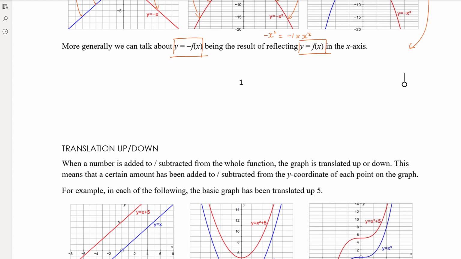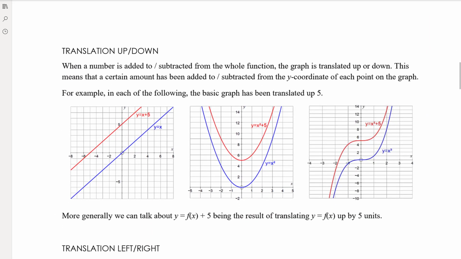And then we can talk about translations up and down to start with. So when we add a number or subtract a number from the whole function, okay, x plus 5, x squared plus 5, x cubed plus 5, x to the 4 plus 5, x to the 27 plus 5, square root of x plus 5, okay? The impact is going to be the same. Adding or subtracting is translating up or down. When we add 5, we go up by 5.